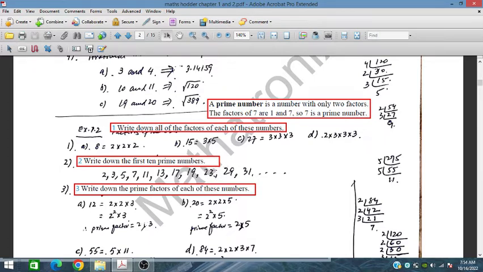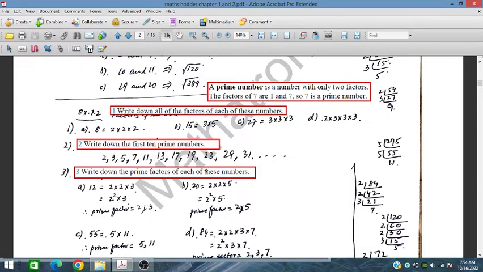23. 25 is 5 into 5, so it's skipped here. 27 is 3 into 9, or 3 into 3 into 3, so skipped here. 29 cannot be divided further. 31 is only multiplied by 1 or by its own number, so it's a prime number. So that's why we have written down the prime numbers. I think we have written down 11, when only 10 were asked.